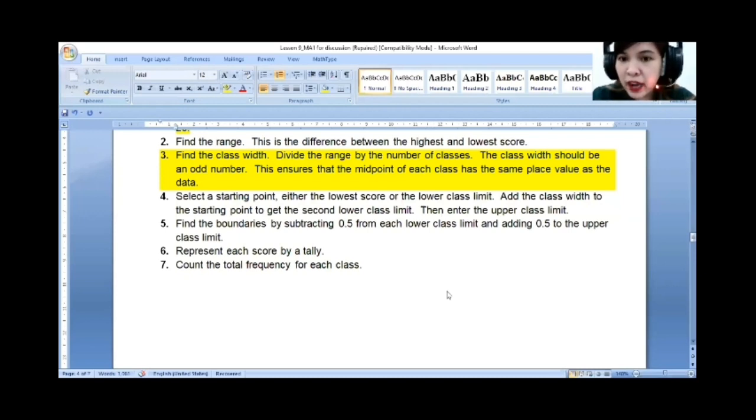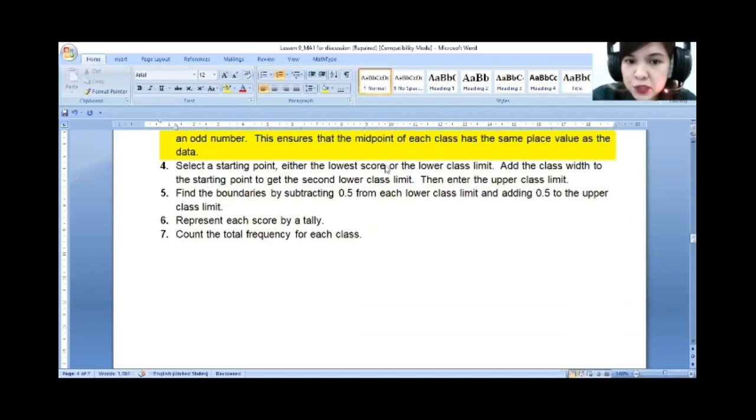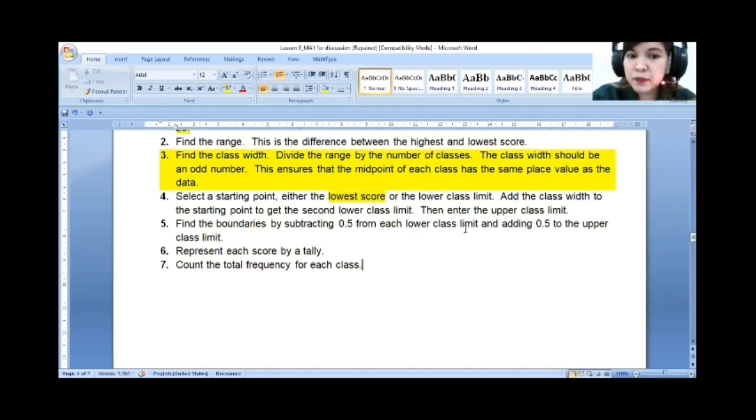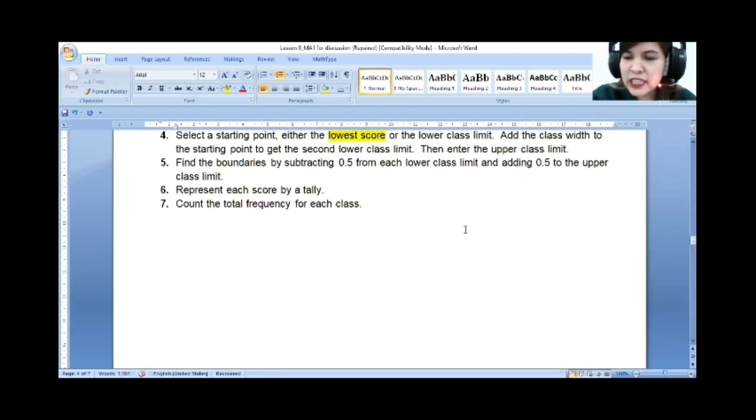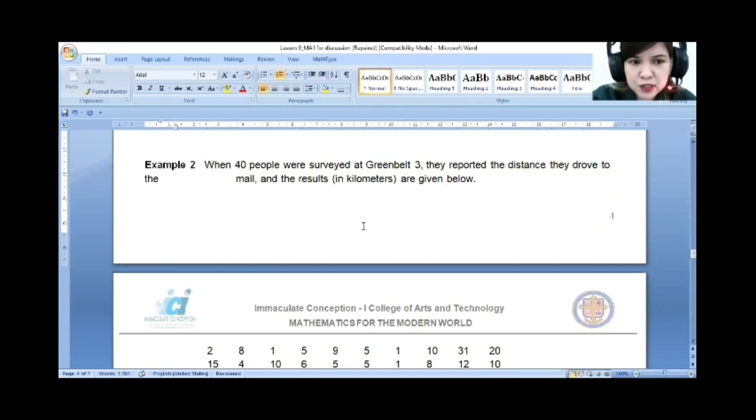The starting point, either you will start in the lowest score or the lower class limit. So, mag-start na lang tayo lagi sa lowest score. Ito, naka-highlight ng yellow, doon tayo mag-start. Then, add the class width with the starting point and so on and so forth. So, the rest of the method, madali naman pag nakikita mo siya actual. So, let us do it.